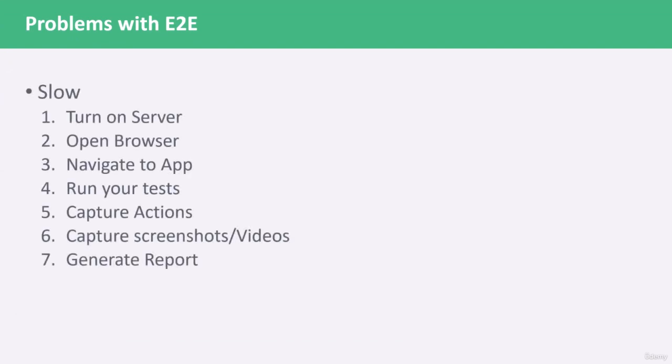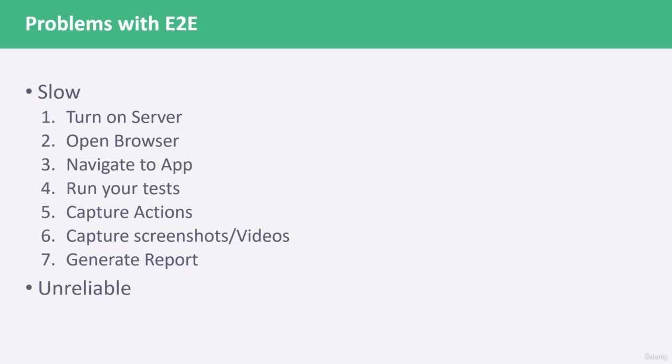The first reason is that they're very slow. A couple of things need to happen before the test is complete. The program needs to turn on a server, compile your project, open the browser, navigate to the app, perform your tests, capture actions, and generate a report. It's a series of steps that need to be taken for effectively verifying the tests pass. You'll see how slow a test can run when we run our first test.